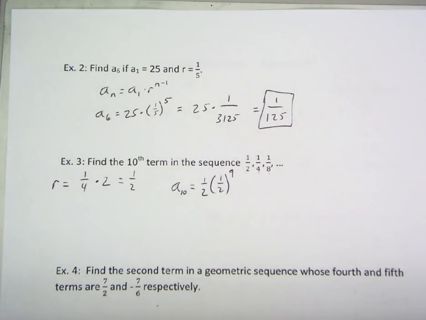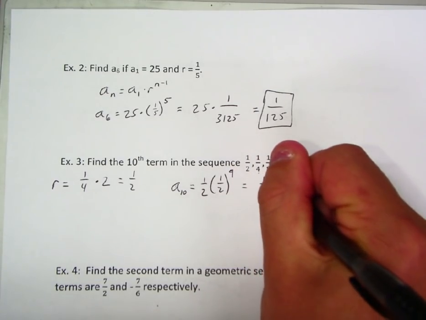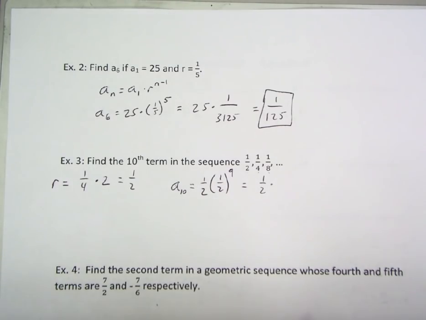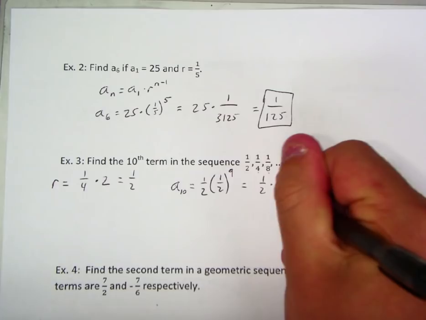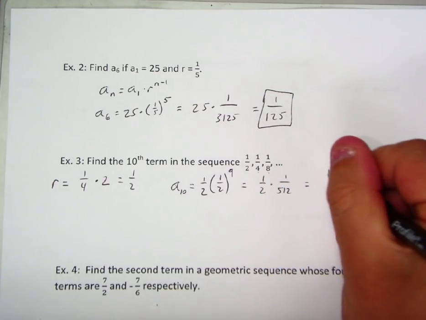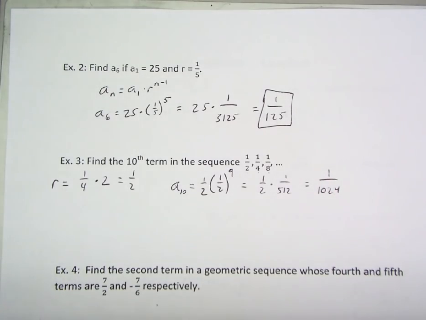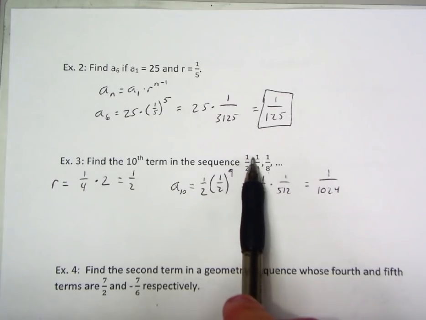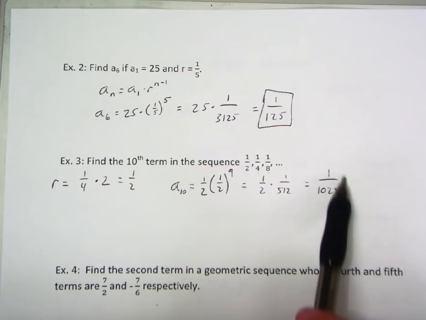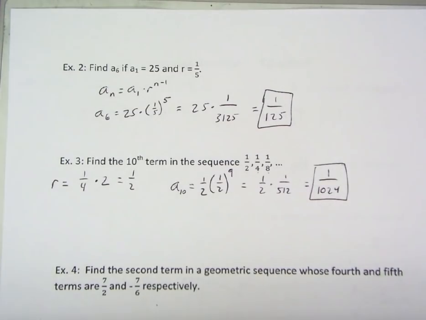And again, I don't really want to use decimals, so I'm going to have 1/2 times 1 over 2 to the 9th, which is 1 over 512, which is 1 over 1024. So the 10th term in that sequence, you can kind of see what's happening. The top is staying 1, the denominator is multiplying by 2 each time, and so you can see that, yeah, it looks like a messy number, but that's where we're going to end up. There we go.